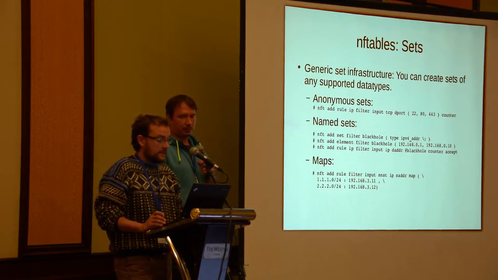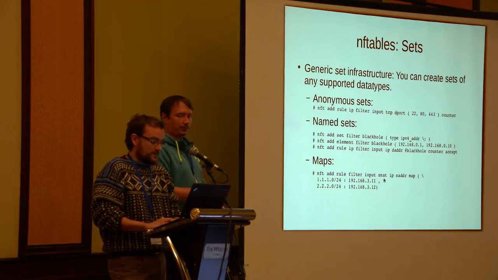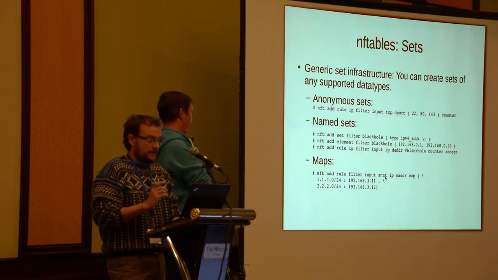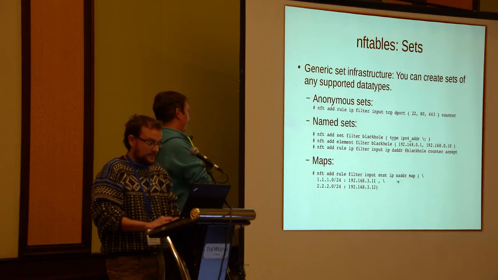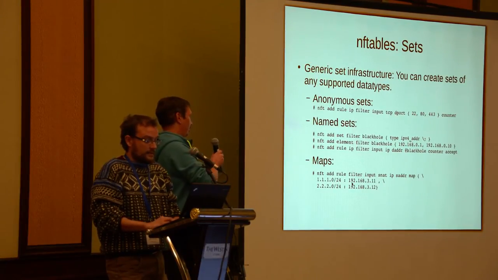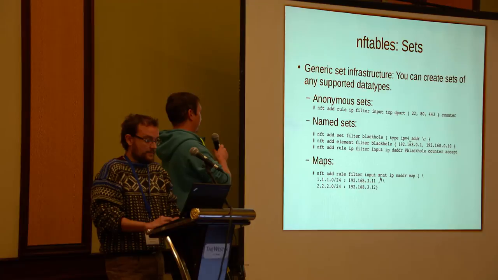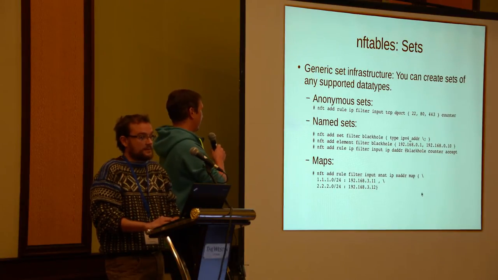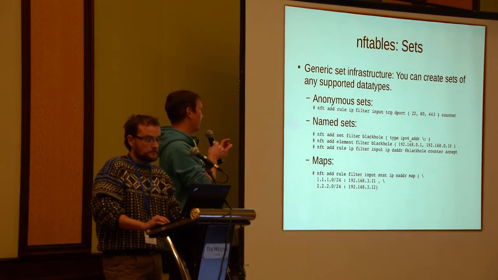Another interesting feature is maps. Basically, the maps are interpreted in this way. This is a map that allows us to indicate what source IP address we are going to use for source NATing. That address is going to be looked up in the map based on the source address. If the source address matches this network, the source NAT is going to be performed using this address. If the source address matches this other network, we are going to use this other IP address. The same thing applies to all data types. You can not only use it for addresses or NAT or whatever.